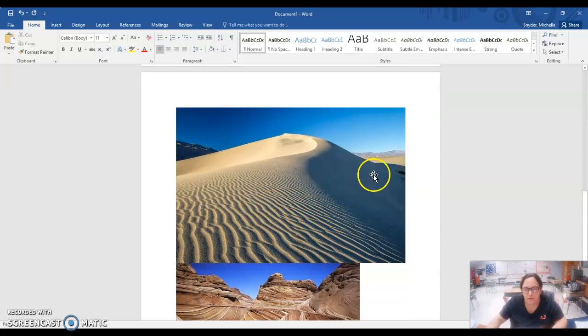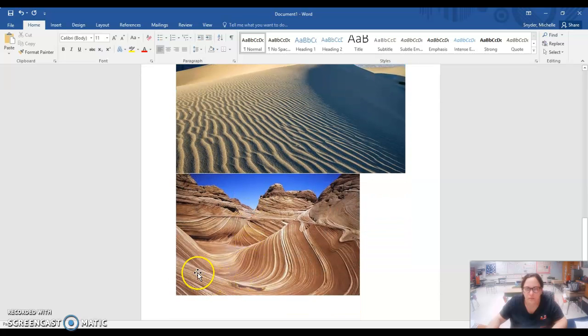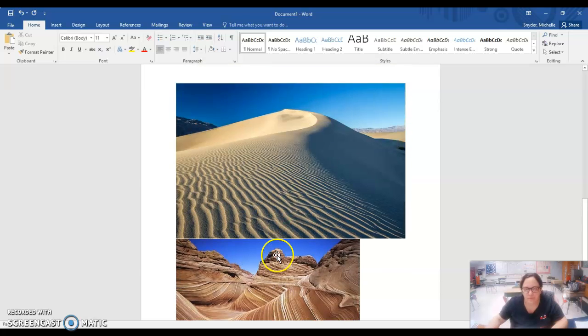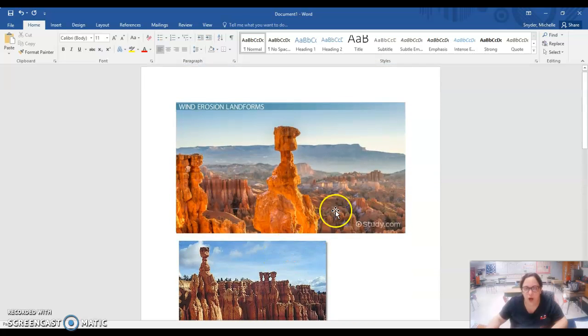Look at the sand. What do you think created this pattern in the sand? Ooh, look at this one. These are rocks. What could have caused or created these really interesting formations? Yes, they were all made by wind. How could wind possibly create these formations?